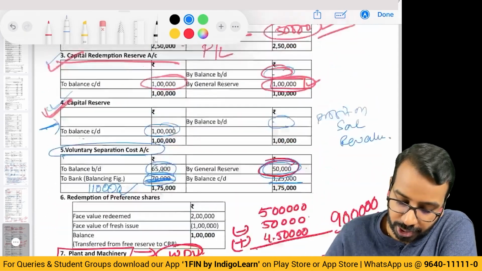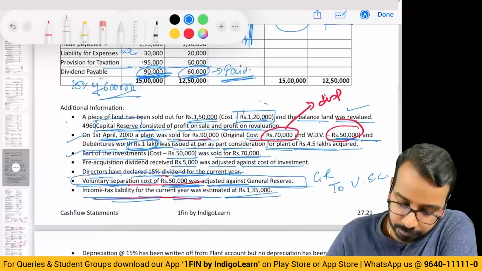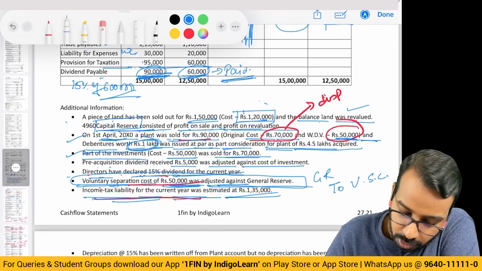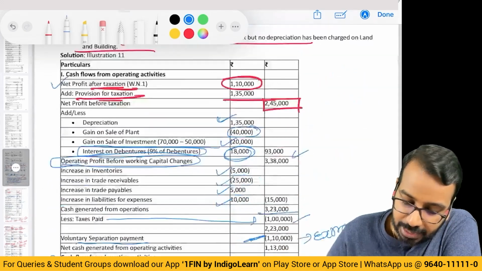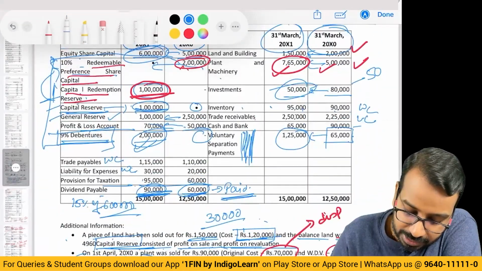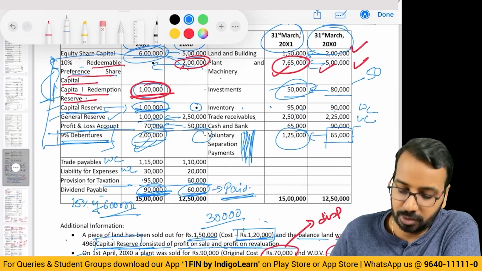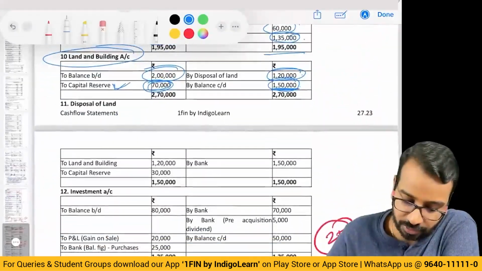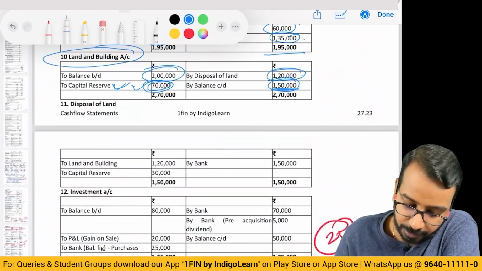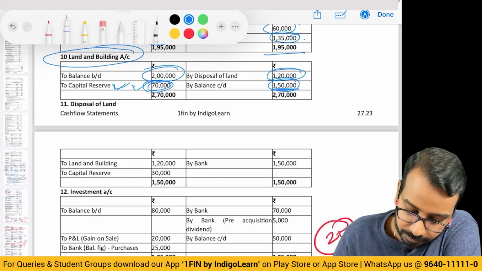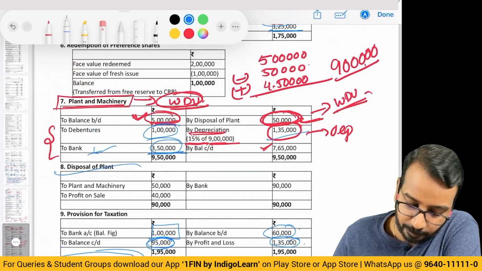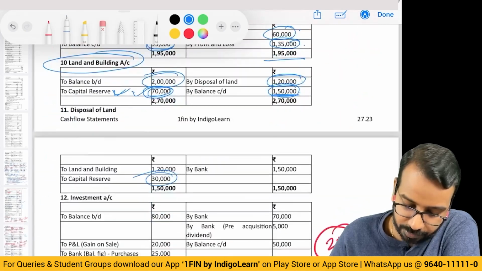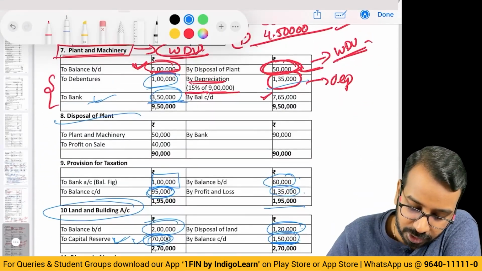Now, if you want to cross check, 150 was sold for 120, 30,000. This is the profit. And total capital reserve balance is 1 lakh. So 70,000 is the revaluation component. Okay. Then disposal of land, profit of 130. We have already seen how to calculate that. Then in plant and machinery also we have already seen the payment made 350.